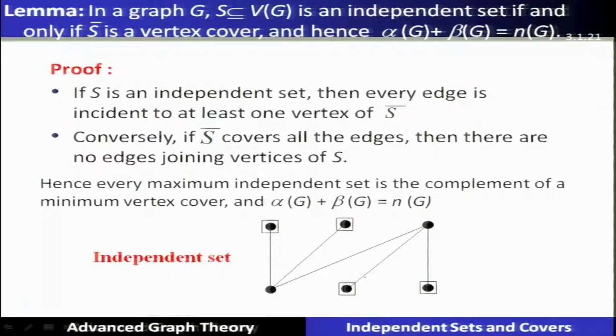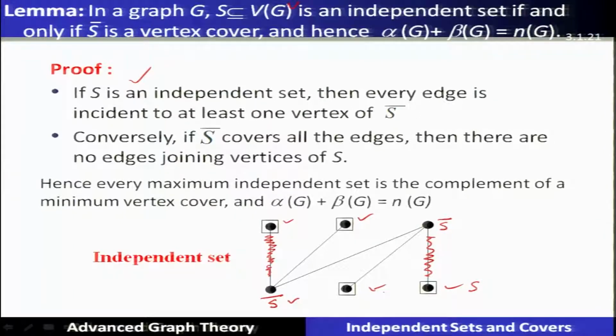Now, if S is an independent set, which is a subset of vertices, then every edge is incident to at least one vertex of S prime. So, let us see that these 4 are basically the independent set, and this vertex belongs to the complement of that independent set. So, if S is an independent set, then every edge is incident to at least one vertex of S prime. You see that this particular edge, which touches the independent set, also touches S prime. Similarly, here also the same thing is happening.